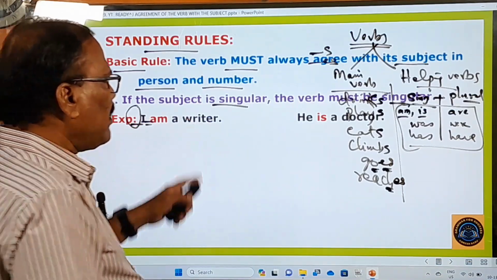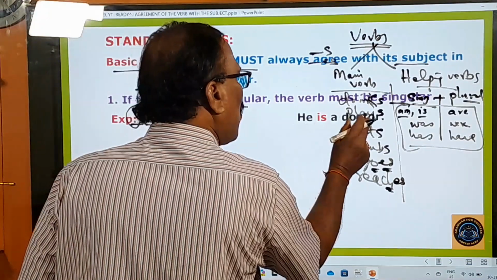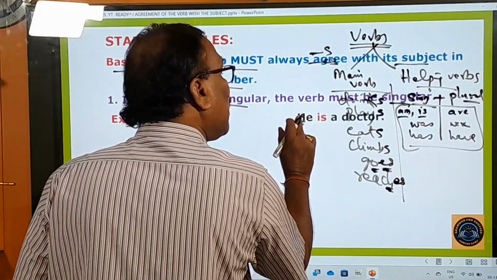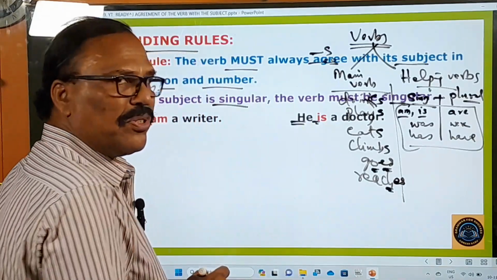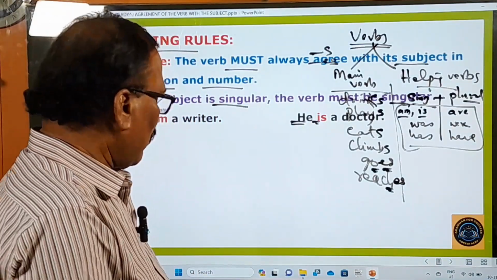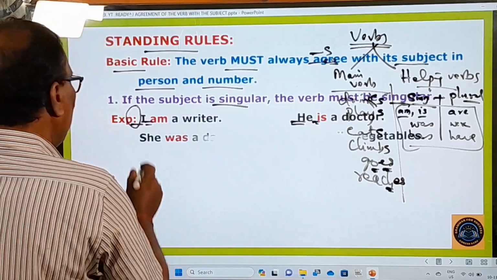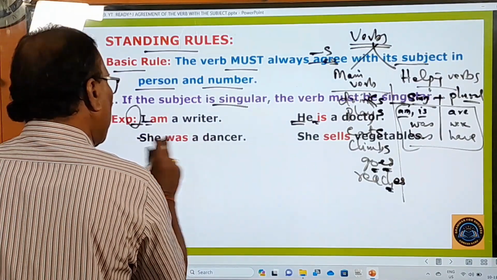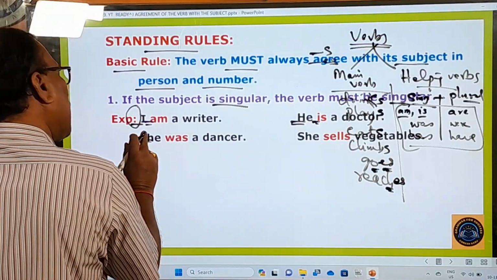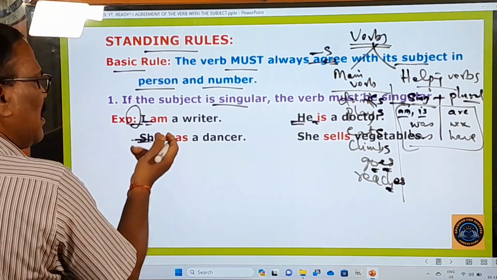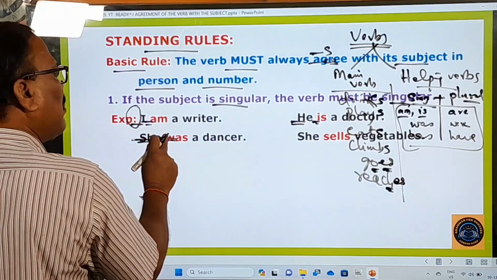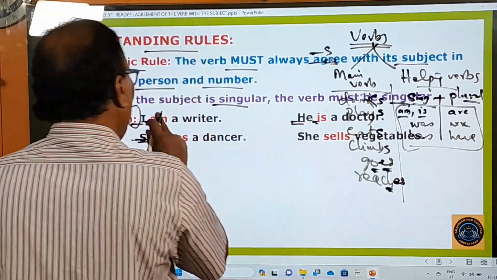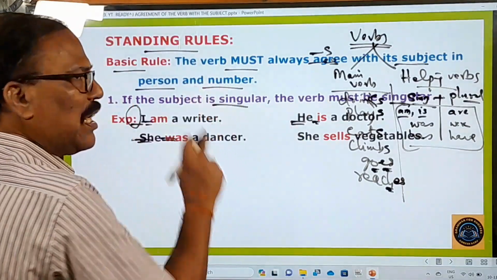So, I am a writer, and he is a doctor. In this, he is a singular person, a singular subject, and a singular verb is used there. Okay, he is a doctor, right? And next, she was a dancer. So she is a singular subject and was is a singular verb. So am, is, was, these are the singular helping verbs.